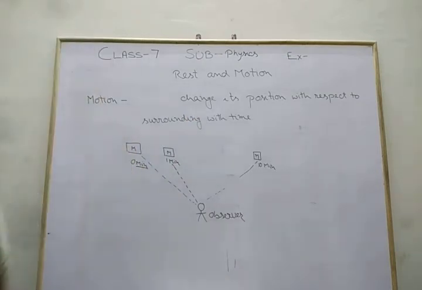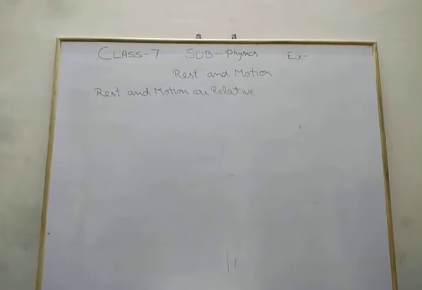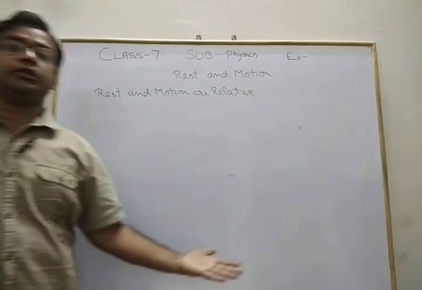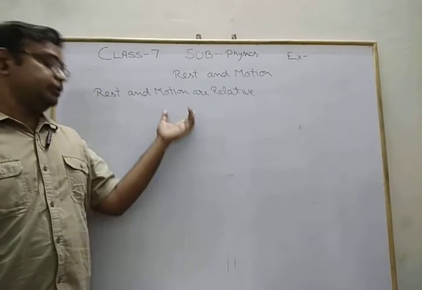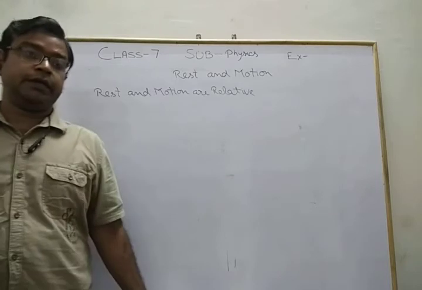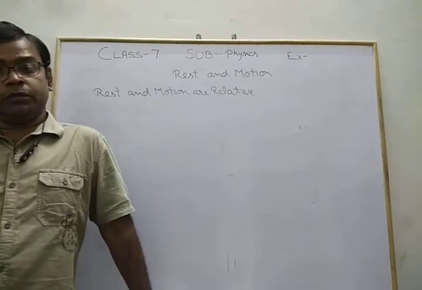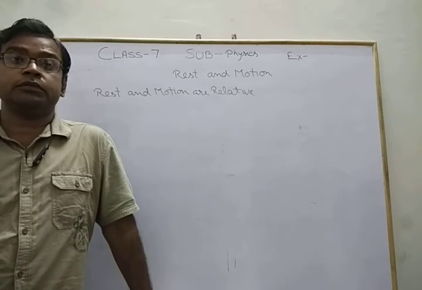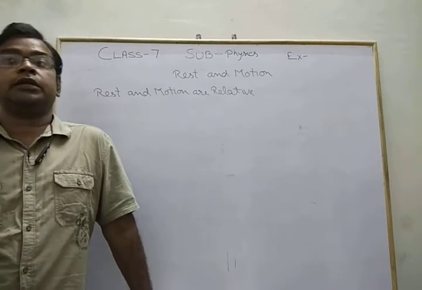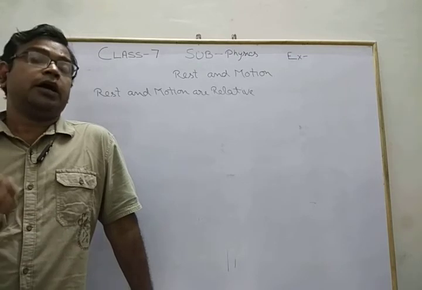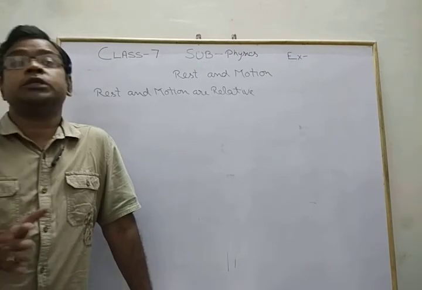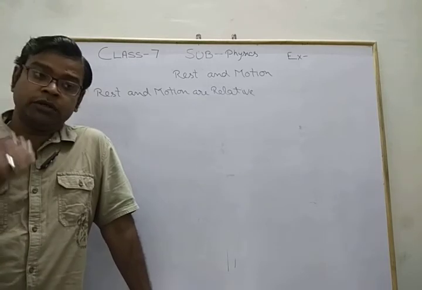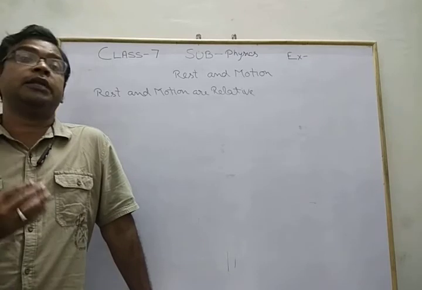Now the next part is that rest and motion are related to each other. How do we say that this happens? If a body is at rest for one observer, for a second observer that body may be in motion. So we can say that rest and motion are related to each other, as well as opposite to each other. We discussed that in the previous discussion. Now we are going to discuss that rest and motion are related to each other.